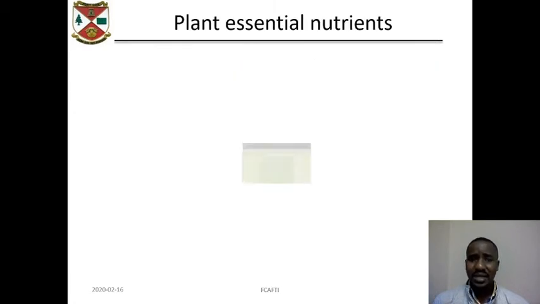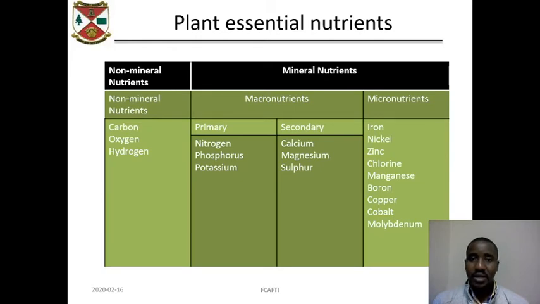Now let us look at plant essential nutrients. This is just a reminder. We talked about plant essential nutrients, and we said there are 18 plant essential nutrients or 17 plant essential nutrients. If you read the older editions of soil fertility textbooks, they will tell you that there are 17 plant essential nutrients. And if you are reading the newer editions, they will tell you that there are 18 plant essential nutrients.